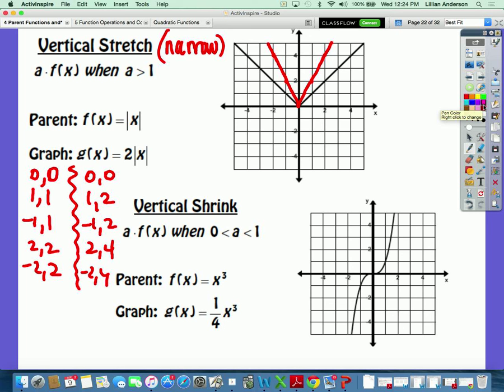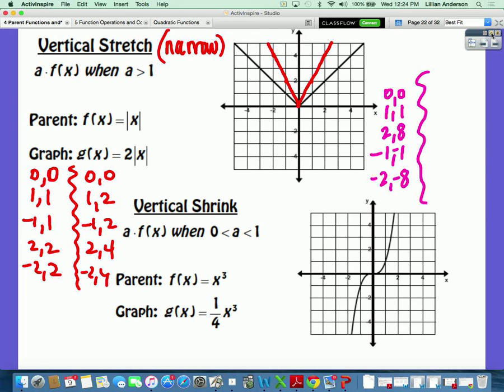A lot of what you guys did last year was just move it left, right, up, and down, or flip it. But see, we only did it for quadratics. We're doing it for all of them. Okay? I'll do the same thing. I was a 0, 0, 1, 1. I think it was 2, 8 was the next one. And then negative 1, negative 1. Those are the original points on the parent function.